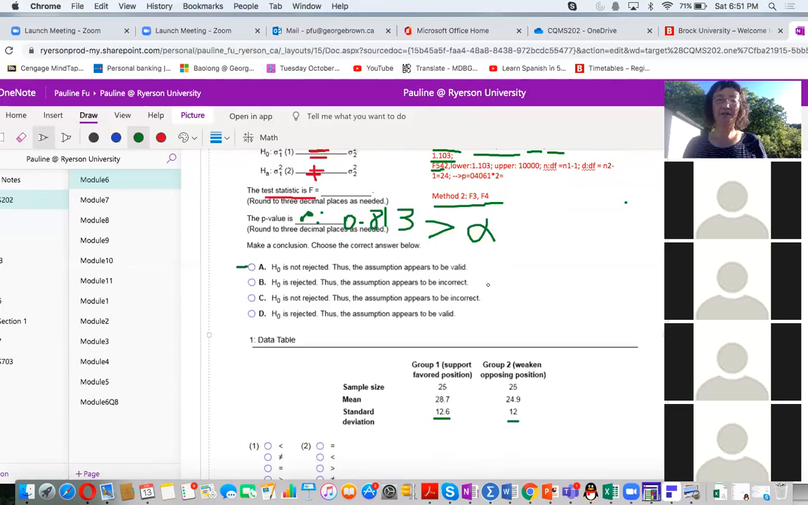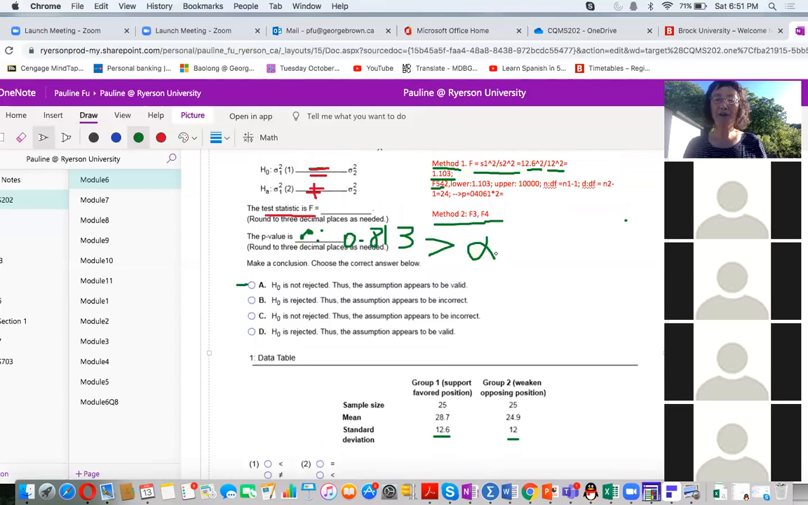Any questions? So this question is a very typical question for an F test. Usually you can use two methods to get the test statistic for F. Method 1, use formula F equal to S1 squared over S2 squared. And method 2, use calculator F3, F4. By using calculator, you also get the p-value. And then you use the p-value method to draw a conclusion. Any questions?